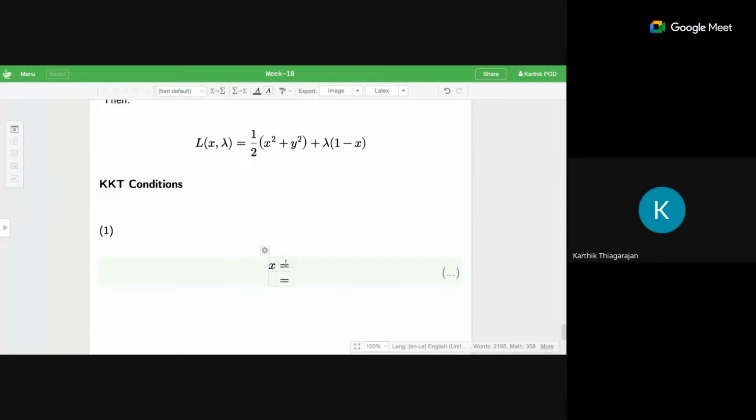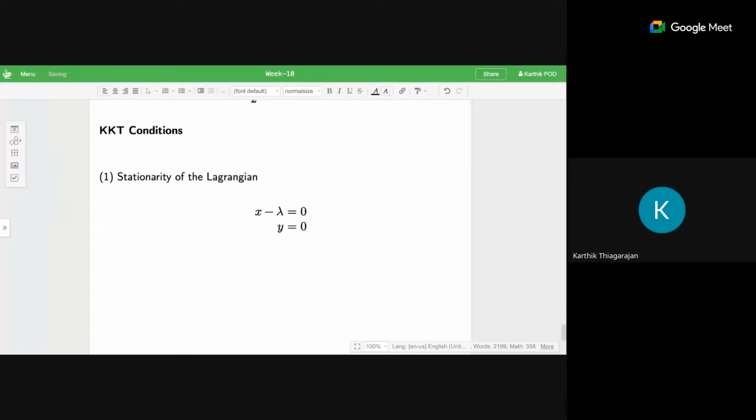So what do we get? x minus lambda is 0, and likewise y is 0. There's no lambda in this case, so it is just y equal to 0. So that is stationarity of the Lagrangian.